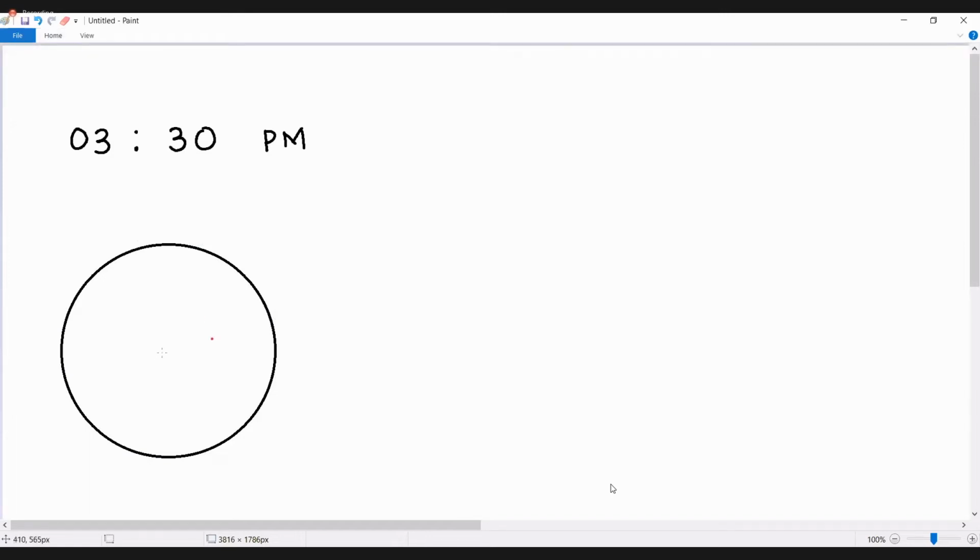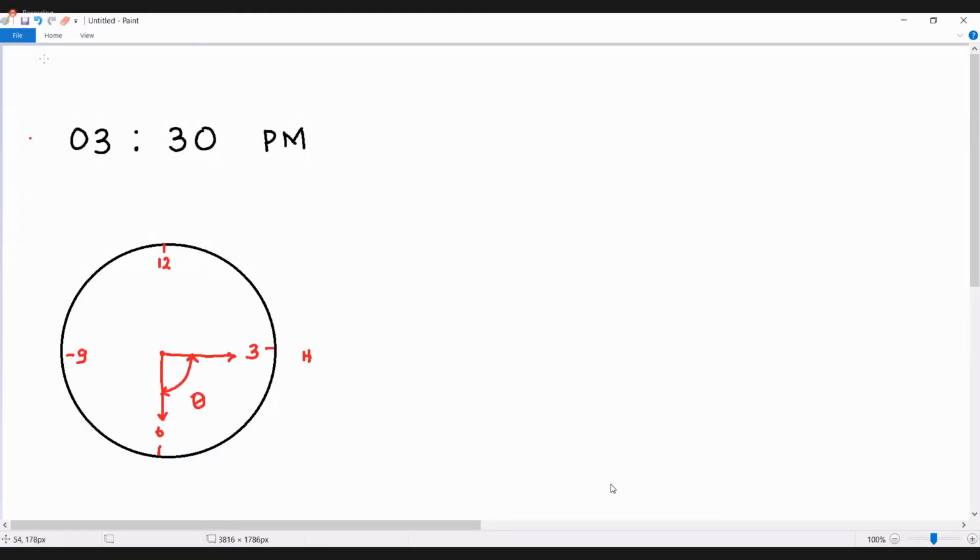So 3 o'clock 30 minutes. First, just draw the clock shape and try to observe where the virtual positioning will be. 3 o'clock means the hour hand will be pointing towards 3. 30 minutes means the minute hand will be pointing towards 6. Okay, this is the virtual positioning. So basically we have to find this angle.